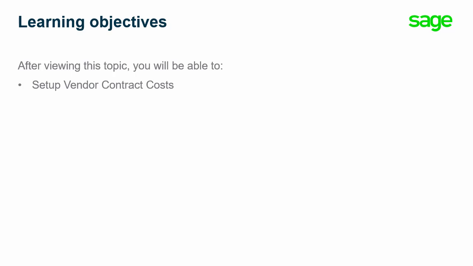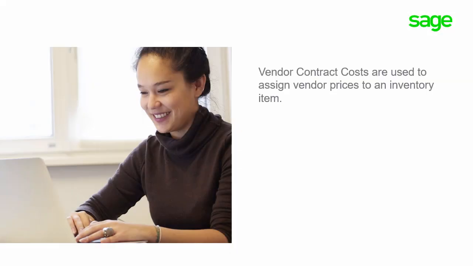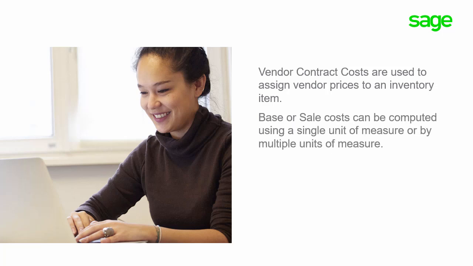explain what vendor contract costs are, and we'll show you how to set them up. Vendor contract costs are used to assign vendor prices to an inventory item. Base or sale costs can be computed using a single unit of measure or by multiple units of measure. Cost discounts can also be defined. This screen can also be used to define applicable taxing authorities for the contract cost.